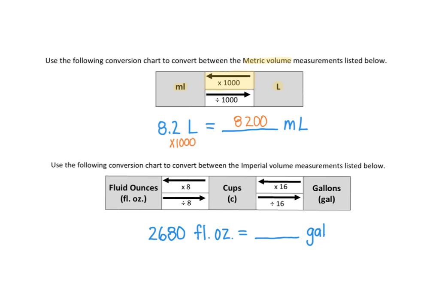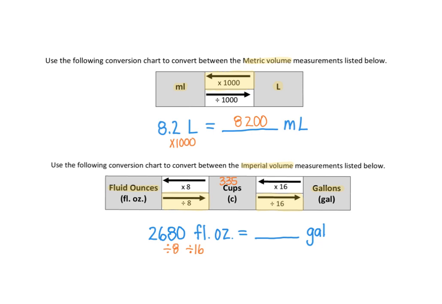Then we can use another conversion chart to convert imperial volume measurements. If we want to convert fluid ounces into gallons, we can see that we're going to need to begin by dividing 2,680 by 8. We'll divide that by 8, and that will get us into cups. It's approximately 335 cups. We will then divide that by 16 to convert that measurement into gallons.